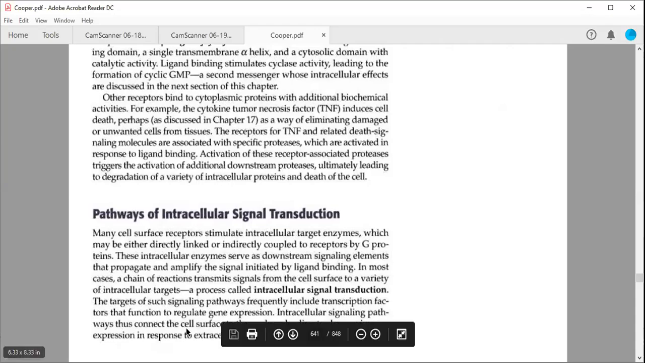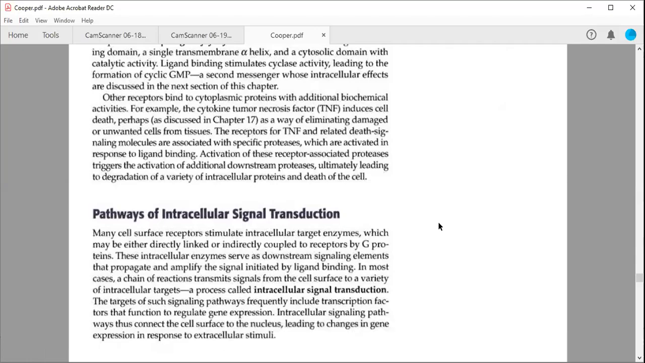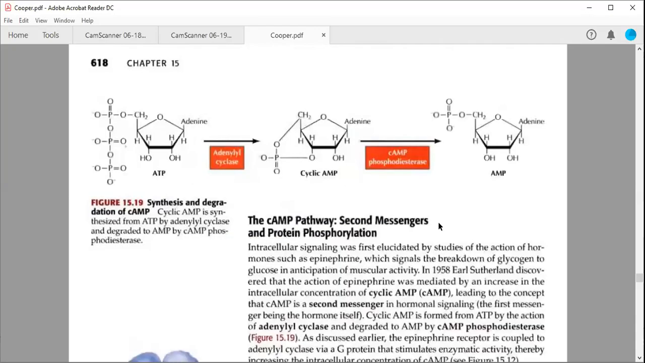Intracellular signaling pathway is thus connected to the cell surface with the help of these signal transduction or intracellular signal transduction, leading to changes in gene expression in response to extracellular stimulus or hormone binding. Now, something given in this diagram: I already told you that ATP is converted into cyclic AMP by an enzyme called adenyl cyclase, which is activated by the GTP bound form of G protein alpha subunit. So you know this.